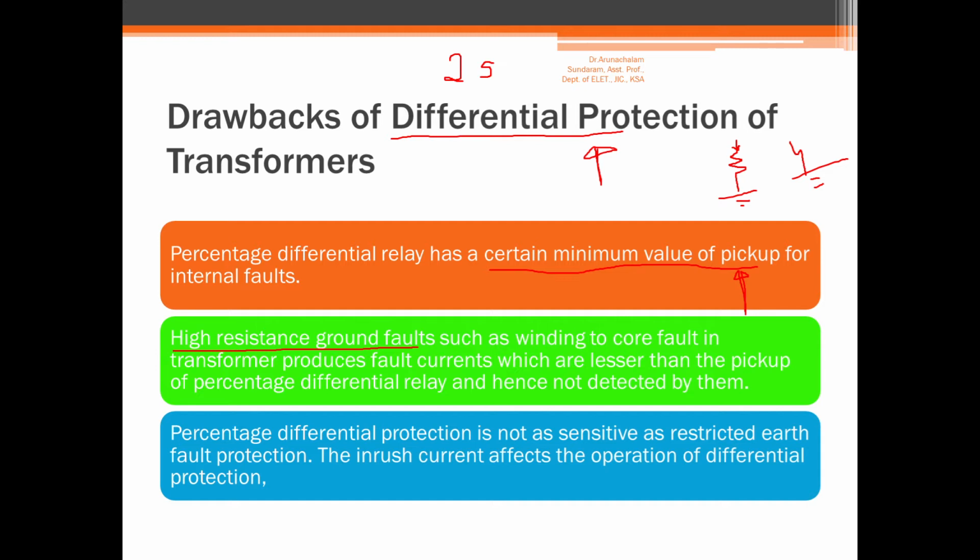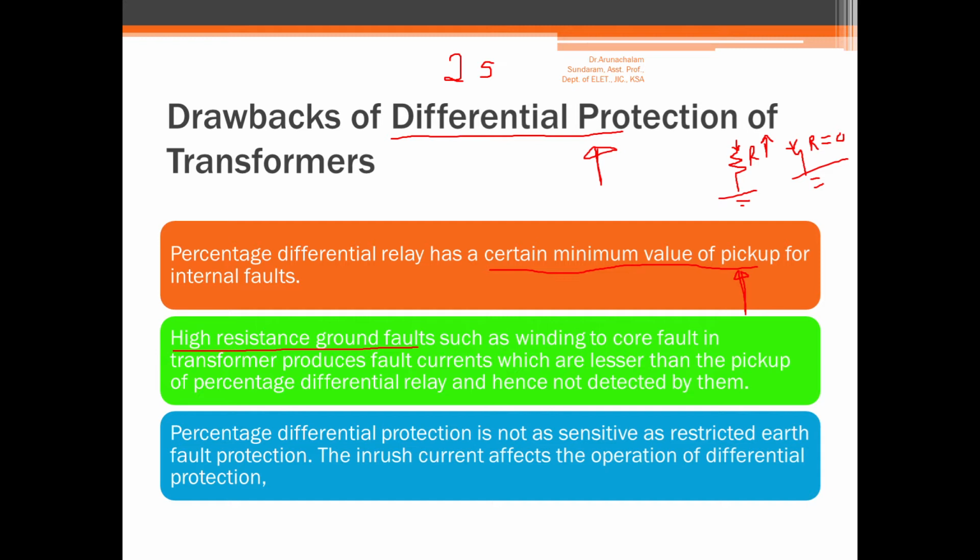So what is the difference? Normally we use a dead short circuit, that means the resistance is 0. That is what we were analyzing so far in the lab class. Now in this class we are going to analyze high resistance, that means this resistance is very high. If the resistance is very high, the fault current would be very small, and this fault current is not detected by the differential protection that we studied in the last class.